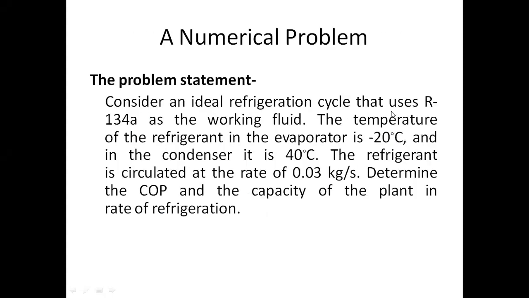The problem statement: consider an ideal refrigeration cycle that uses R134A as the working fluid. The temperature of the refrigerant in the evaporator is minus 20 degrees centigrade and in the condenser it is 40 degrees centigrade. The refrigerant is circulated at the rate of 0.03 kg per second. Determine the COP and the capacity of the plant in rate of refrigeration.